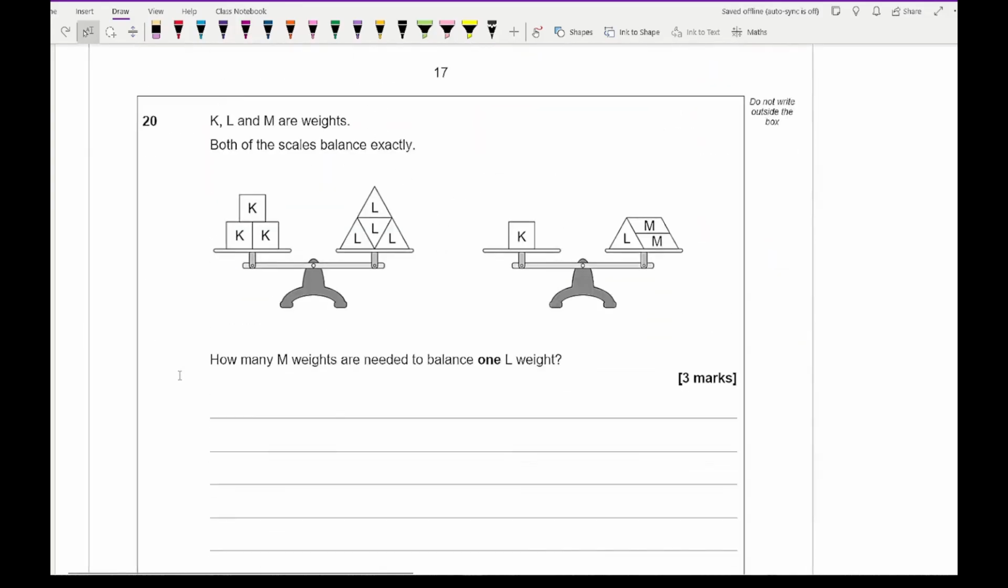Moving on to question 20, it says K, L and M are weights. Both of the scales balance exactly. How many M weights are needed to balance 1 L weight? Now what this is basically asking is to write L in terms of M, where L is the subject.